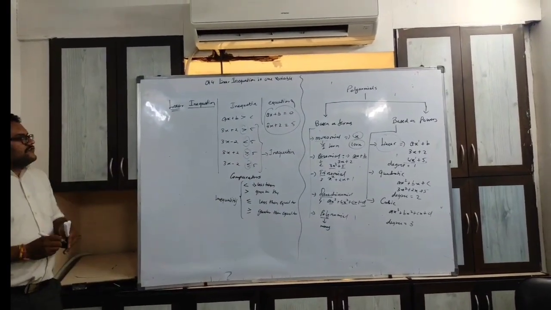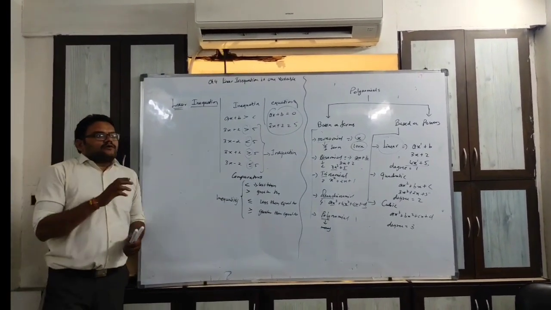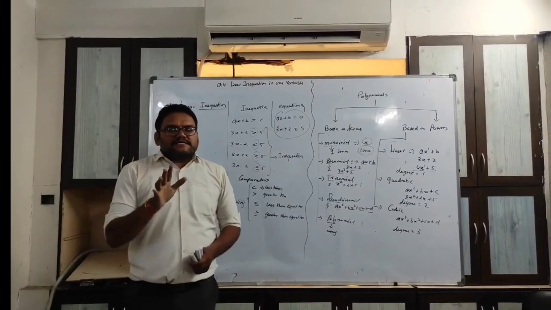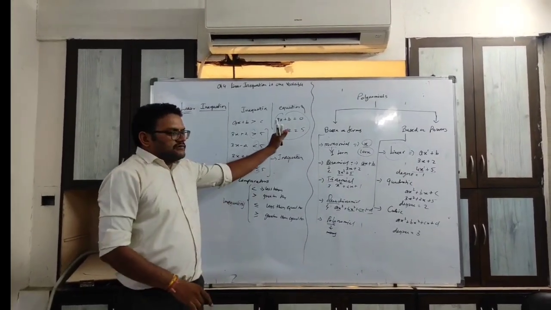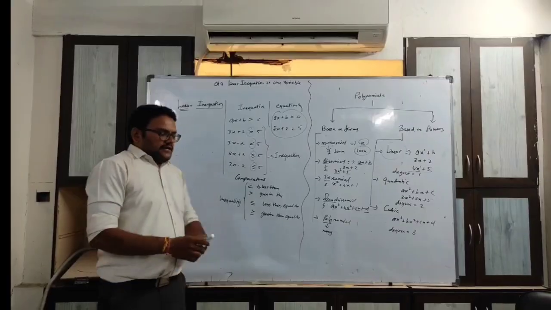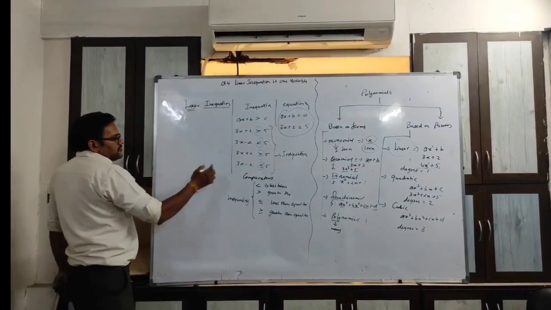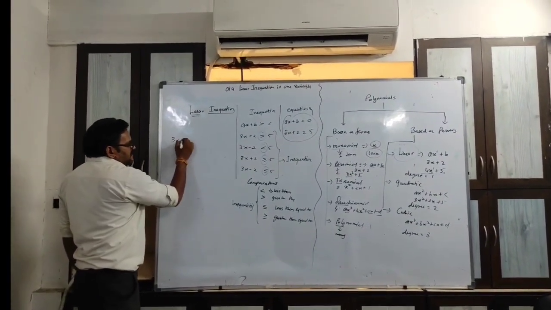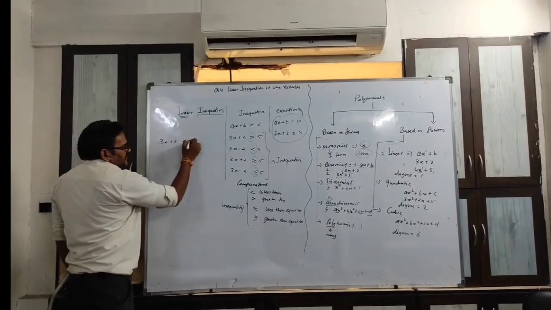Clear everyone? Now we will proceed to the inequation, that is, how to solve inequations. That will be similar to the solution of equations in one variable only. Now let us see the solution of this example only. That is, 3x plus 2 is less than equal to 5 is given.